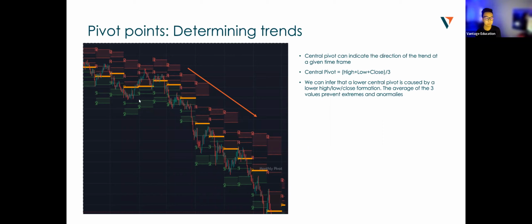So again, when you see pivot points forming side by side with just a small increase, you would look at this as a range. Again, these two days as a range, and then this day as a downtrend.